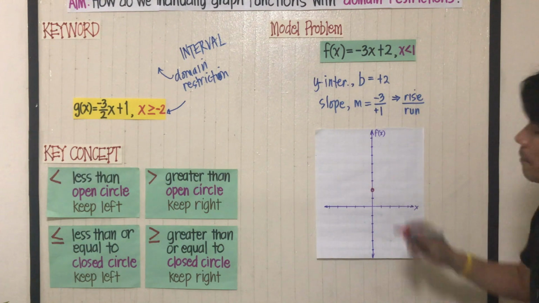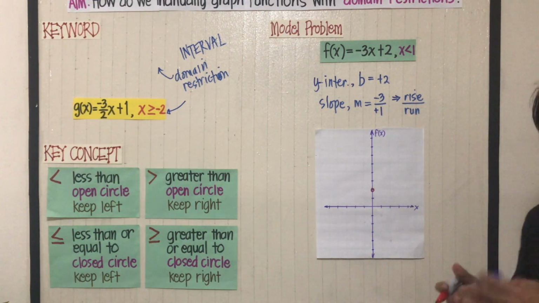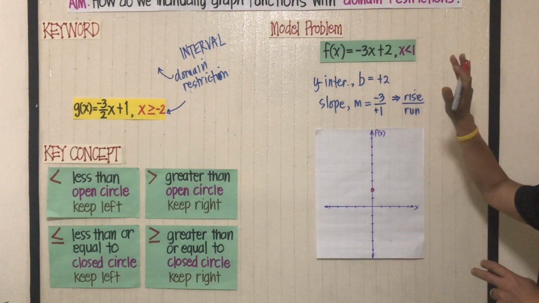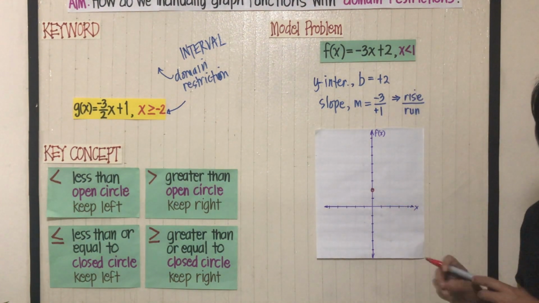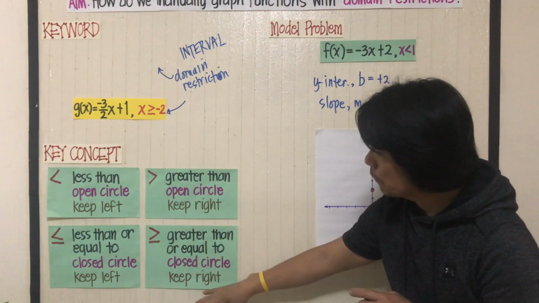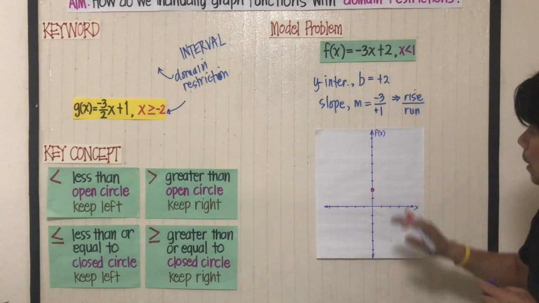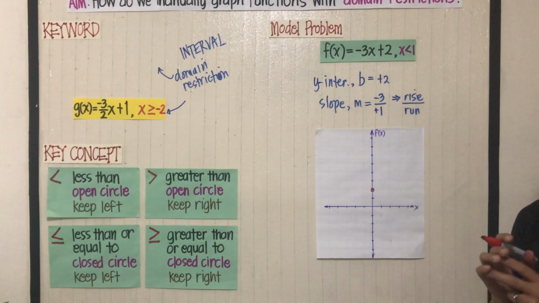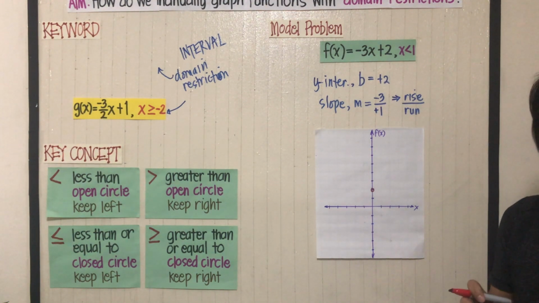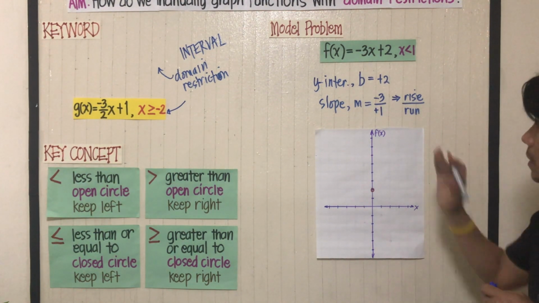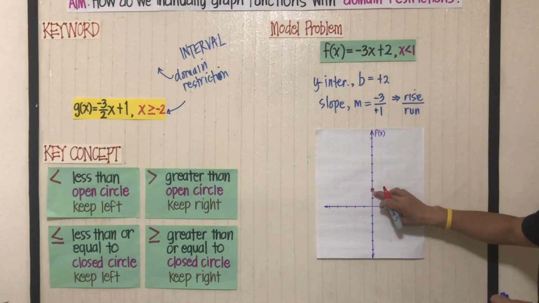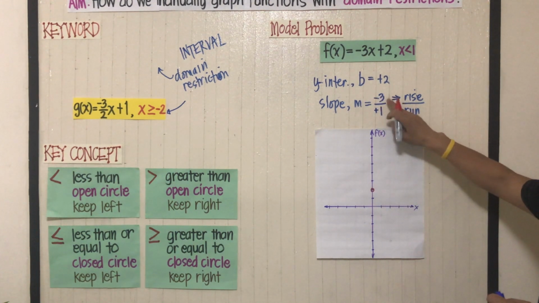Take note, guys: if it is your first time to graph a function with domain restriction, I strongly suggest that you use an open circle first, although later on you need to identify whether it's a closed or open circle. It's better to use an open circle because you can easily close or shade it in if necessary based on your restriction. So positive 2 here is the y-intercept, and the slope is negative 3 over 1.